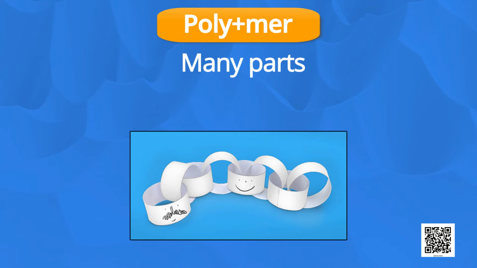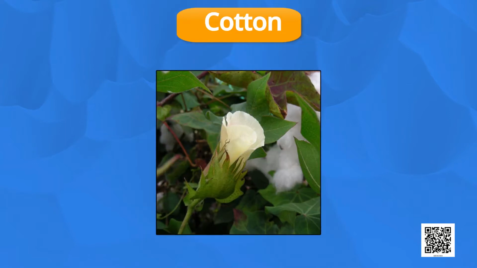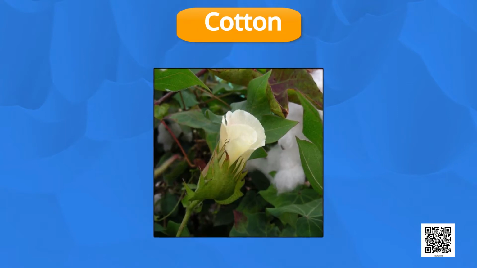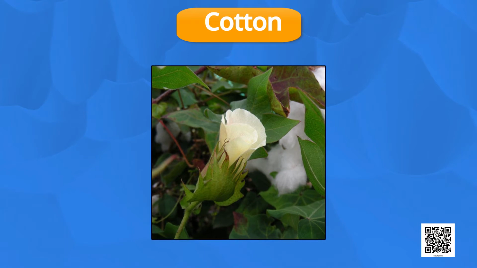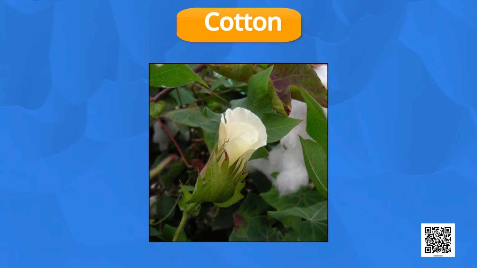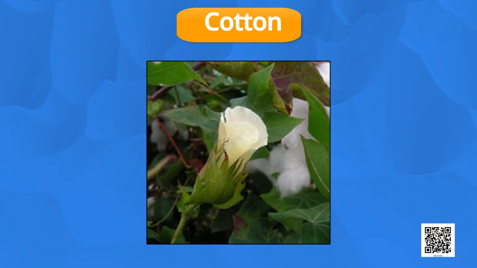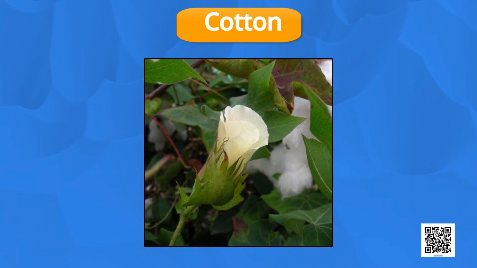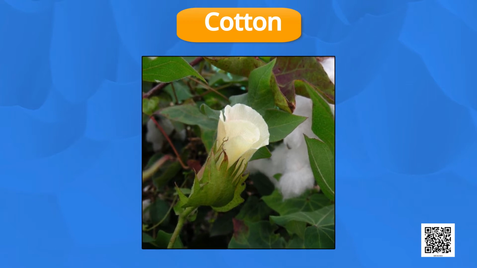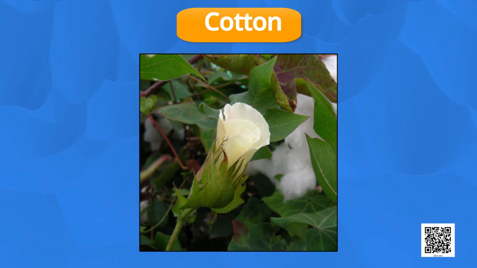Polymers are also found in nature. Cotton is an example of a polymer known as cellulose. Cellulose is made up of a large number of glucose units. And students, you know about the glucose. We get glucose from food.